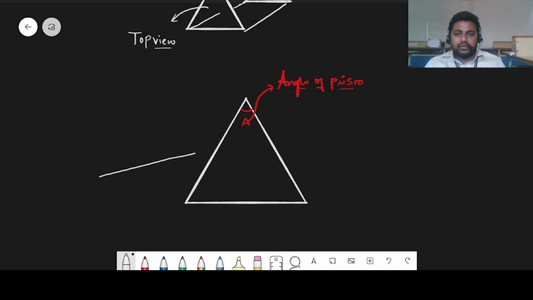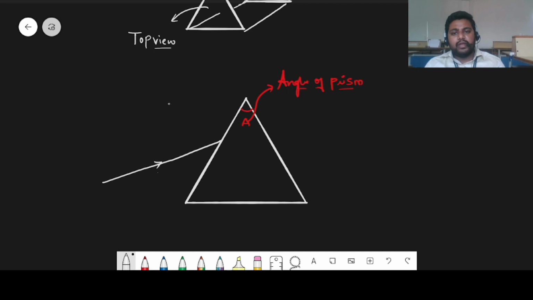Now let's say we are allowing a light ray to fall on this surface at this particular point. This is the point where the light ray is being incident. Now we have to draw a normal in order to understand the angle of incidence.